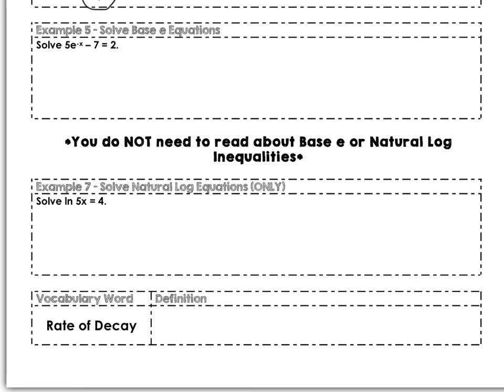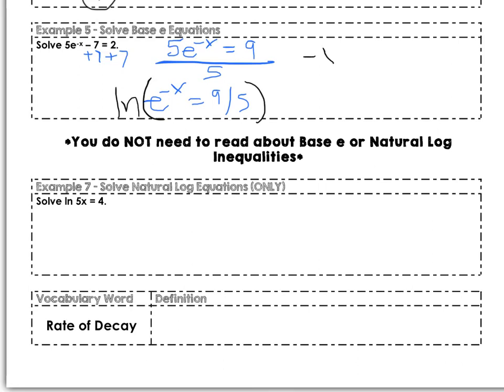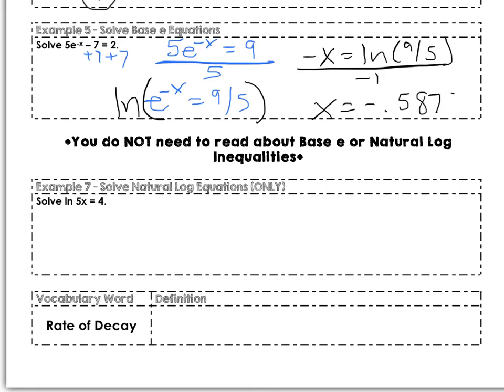Alright, so now let's use our inverse properties to help us solve an equation. First off, I need to isolate my e, so I'm going to add 7 onto both sides. So we have 5e to the negative x equals 9. Divide both sides by 5: e to the negative x is equal to 9/5. To get rid of an e base, I'm going to take the natural log of both sides. So negative x is going to be equal to the natural log of 9/5. And lastly, I'll divide both sides by negative 1. So this is something I'm going to type into my calculator, and I'm going to get approximately negative 0.5878. Make sure you can type this into your calculator as well.